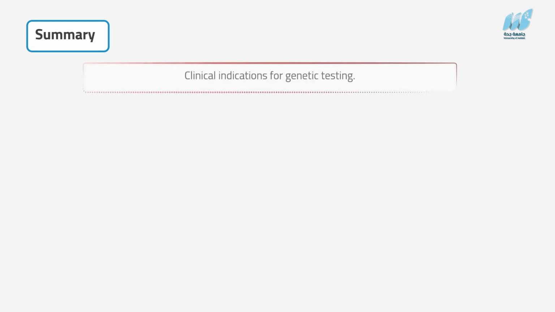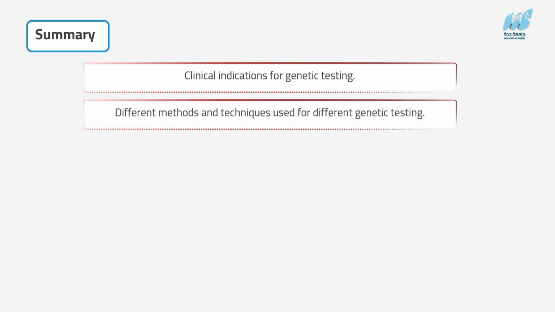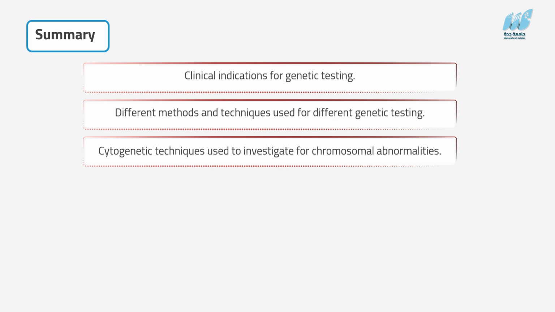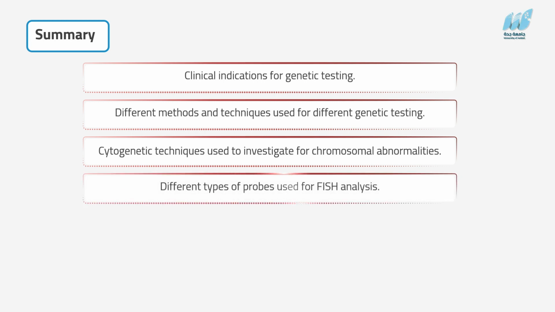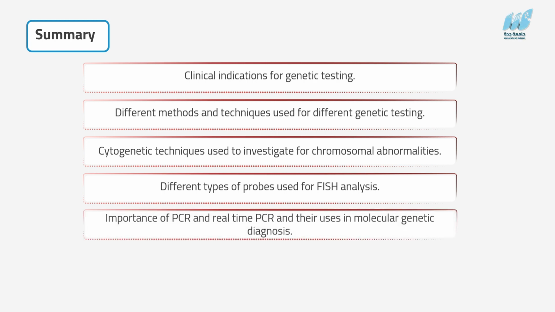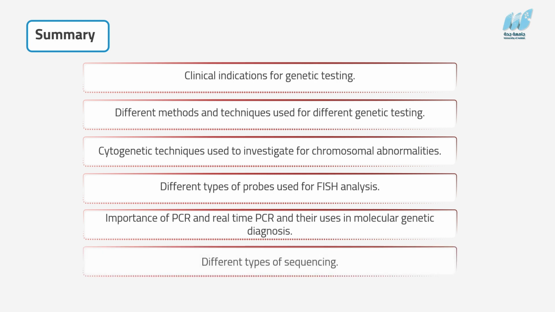In summary, with that, I end this topic, which included the following: clinical indications for genetic testing, different methods and techniques used for different genetic testing, cytogenetic techniques used to investigate for chromosomal abnormalities, different types of probes used for FISH analysis, the importance of PCR and real-time PCR and their uses in molecular genetic diagnosis, and lastly, different types of sequencing.